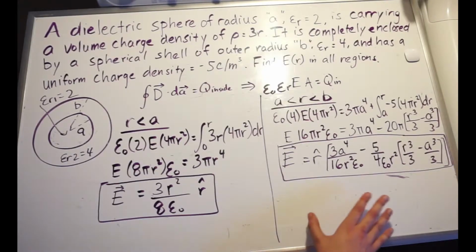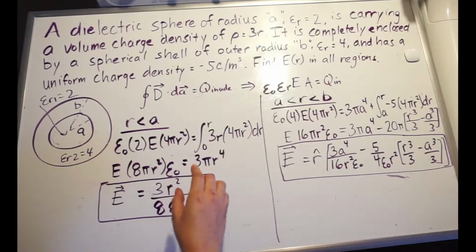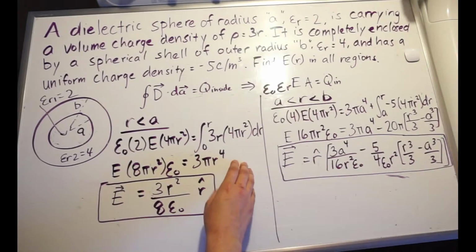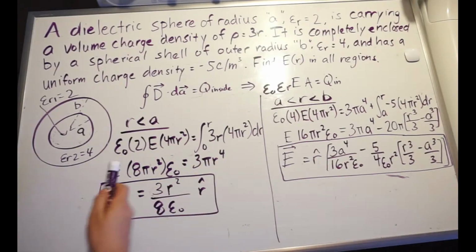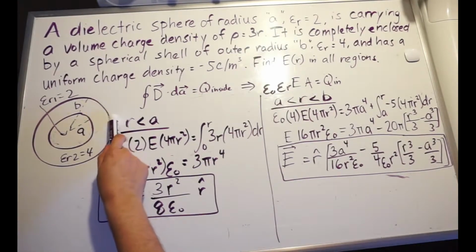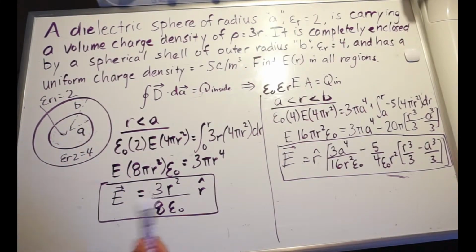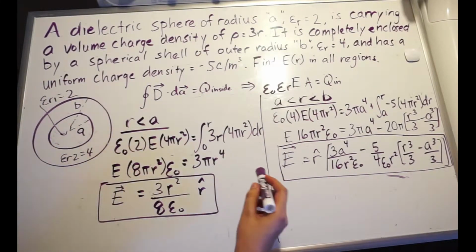As you can see, I've already worked this problem out, and I'll be going through it step by step. The first thing to note is that it is a dielectric sphere, and so we can use Gauss's law because the E field is perpendicular to the change in area on all points of the sphere. So this is why we can use Gauss's law.